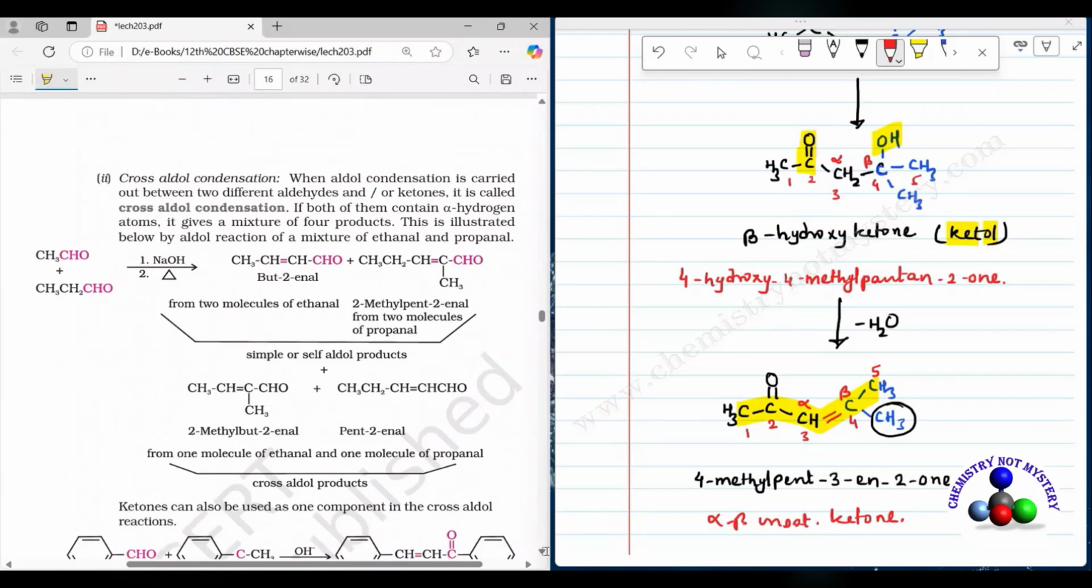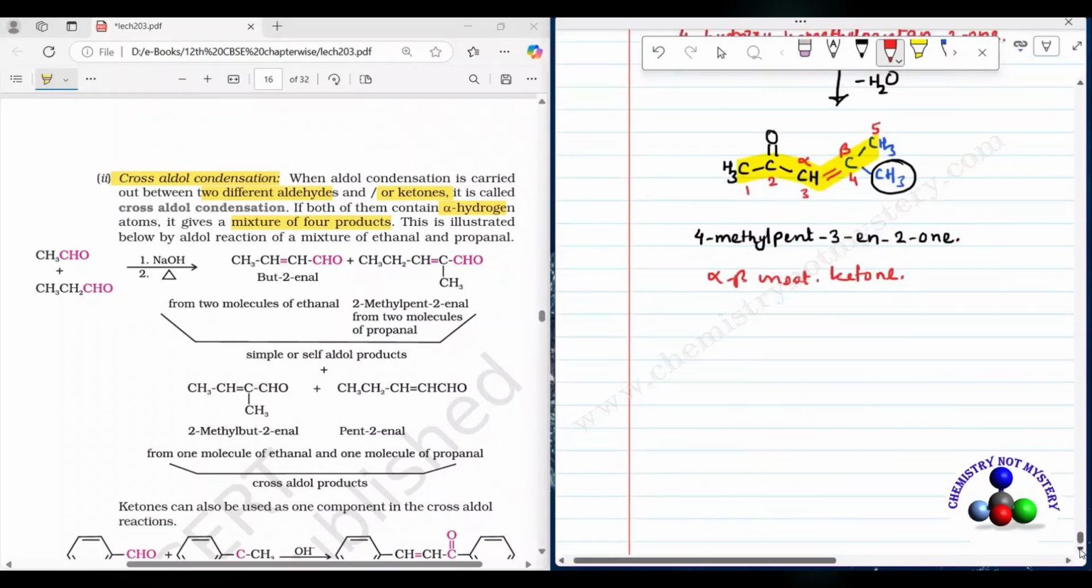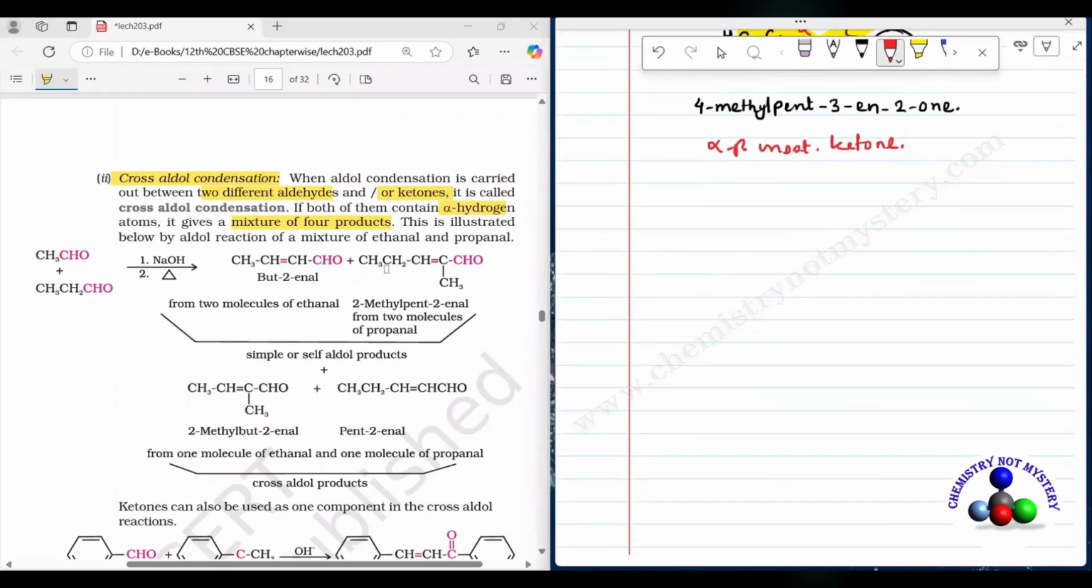Now come to the second type of reaction, which is cross aldol condensation. When aldol condensation is carried out between two different aldehydes or two different ketones, it is called cross aldol condensation. If both of them contain alpha hydrogen, it gives a mixture of 4 products. This is illustrated by the aldol reaction of a mixture of ethanal and propanal. So let's try to figure out how to get 4 different products by the reaction of ethanal and propanal.